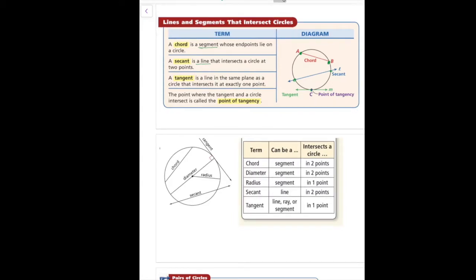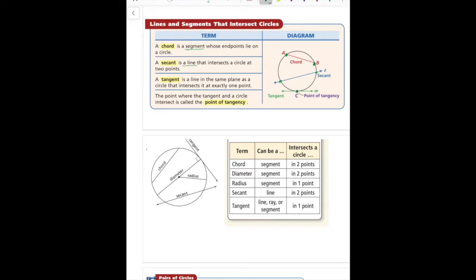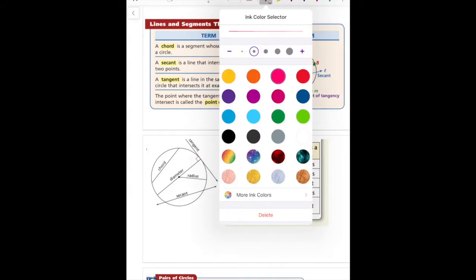And a tangent is a line in the same plane as the circle that intersects it at exactly 1 point. So this C is called the point of tangency. The point where the tangent and a circle intersect is called the point of tangency. So just go back and review the vocabulary words. We have chord, secant, tangent, and let's look at the next figure.